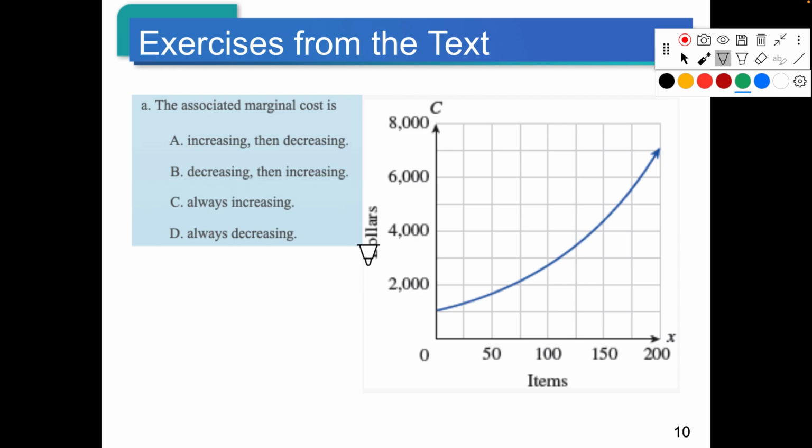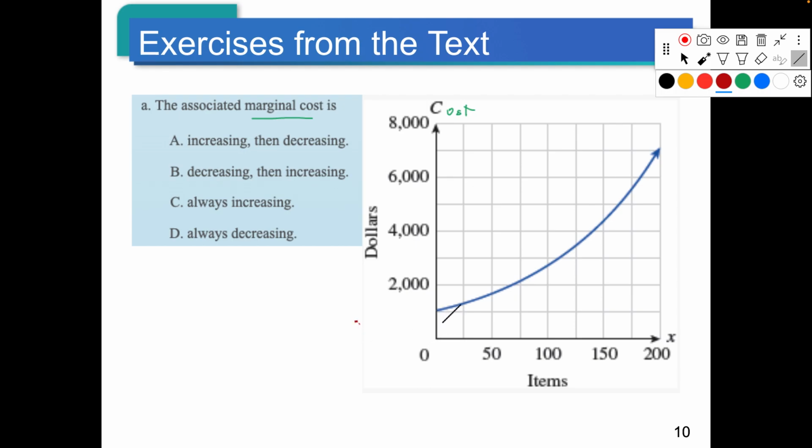So this is a cost function, right? It's C, it's not C prime. I guess we'll write in here cost. These are items, these are dollars. What's happening to the marginal cost? We can see the cost. Remember, this function is showing us what's happening to the cost. The cost is increasing, but what's happening to the marginal? So down.